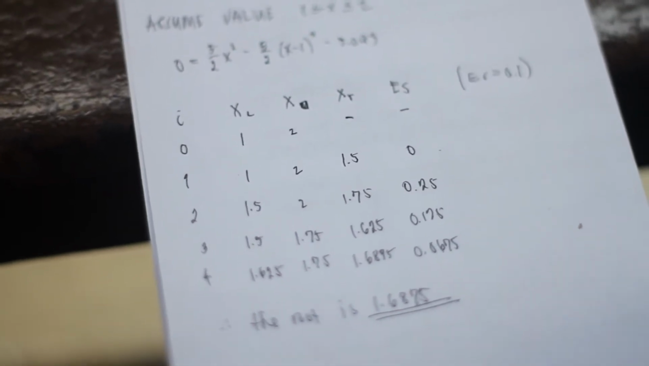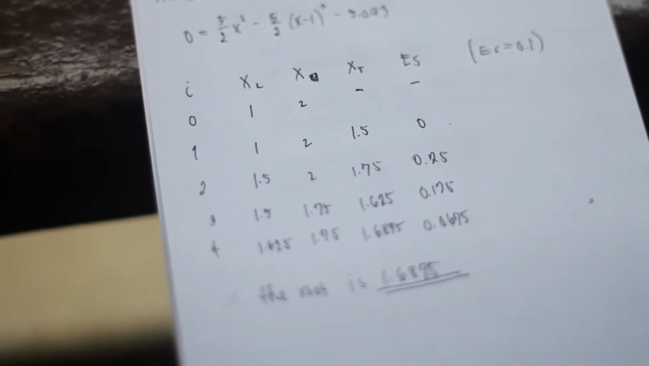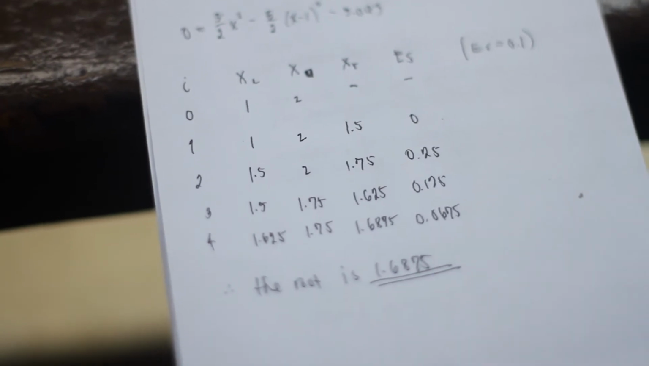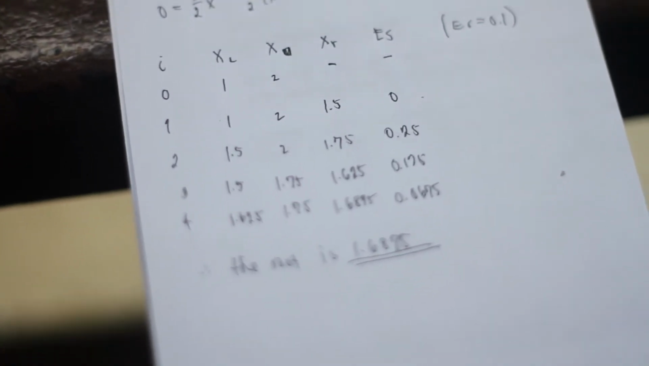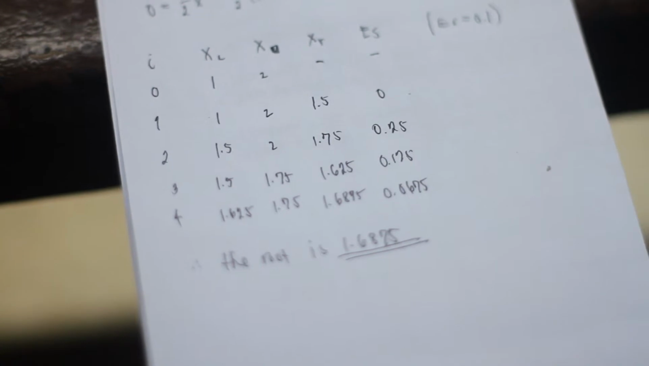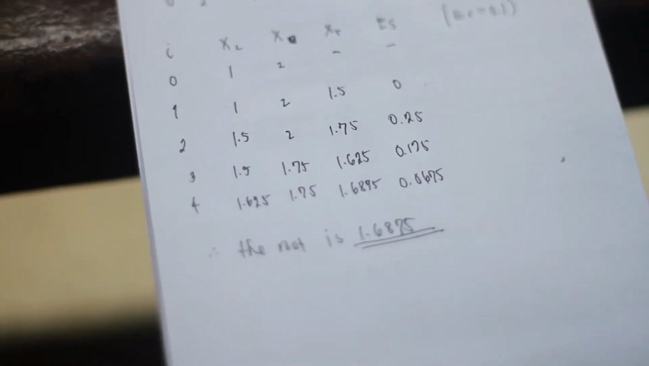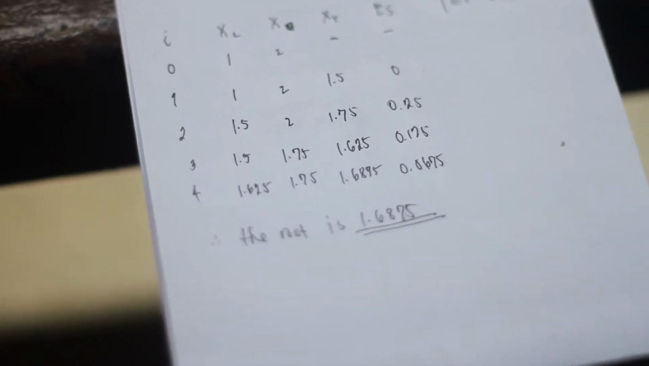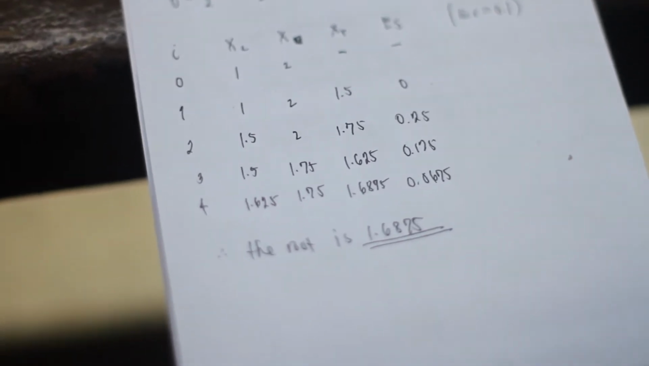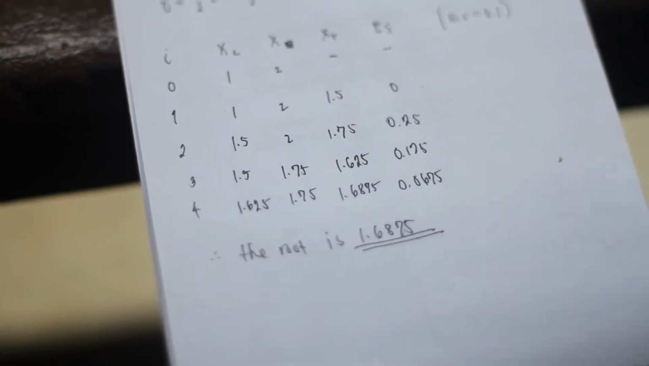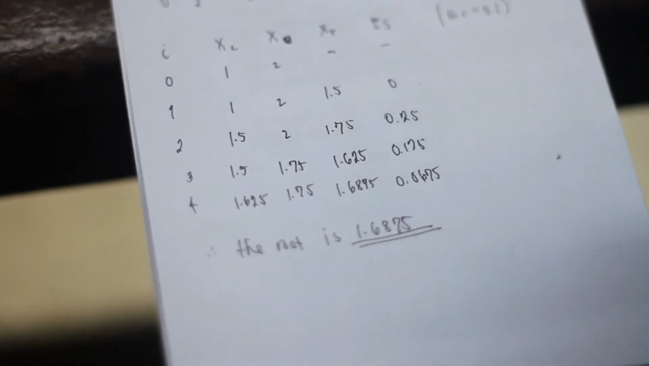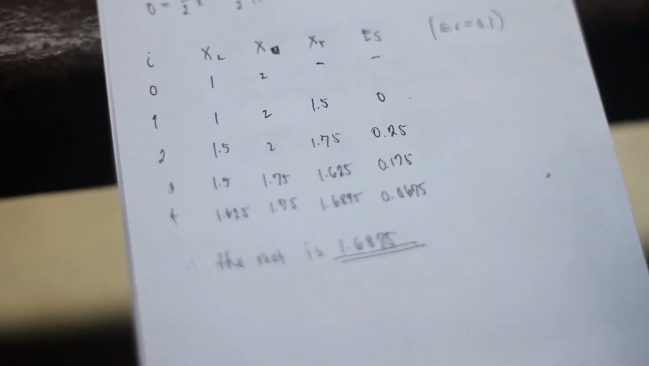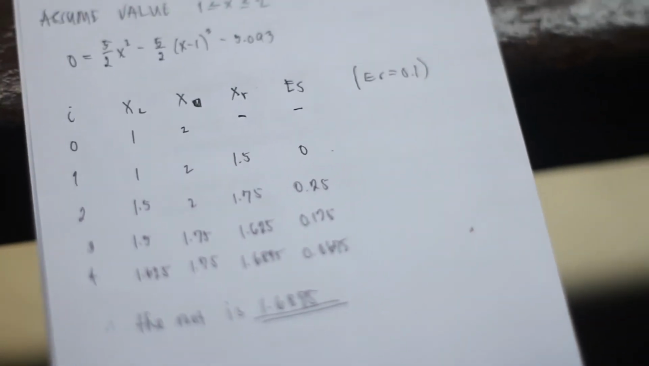The second iteration is 1.5 as XL, XU is 2, and XR is 1.75. The error is 0.25 and the required error is less than 0.1, so we need to continue the iteration. The third iteration is 1.5 as XL, 1.75 as XU, and XR is 1.625. Still, the error, which is 1.25, is greater than 0.1, so we need to make another iteration.